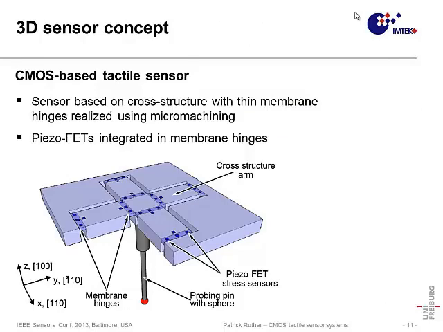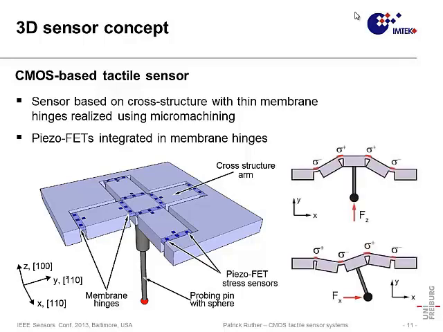And this system again contains this cross structure with the thin membrane hinges suspending this cross structure inside a frame. And we integrated on all of these 8 membranes 3 piezoresistive stress sensing elements. That's part number 1. We integrated further 2 reference sensors just in the thicker cross arms that should not experience any stress at all. And then we combined that with a tactile pin.